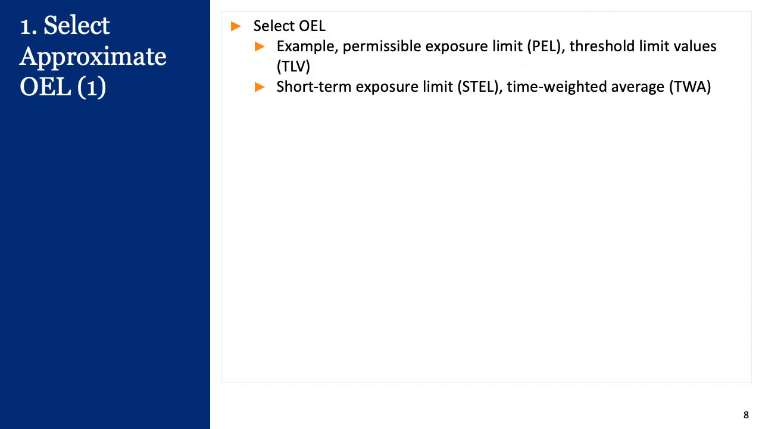So let's do a quick example here. The first step is to select an appropriate occupational exposure limit. And these could be anything from OSHA's permissible exposure limit, or PEL, the ACGIH threshold limit value, or in some cases you might be interested in using a short-term exposure limit, or STEL, or maybe an 8-hour time-weighted average, or TWA.